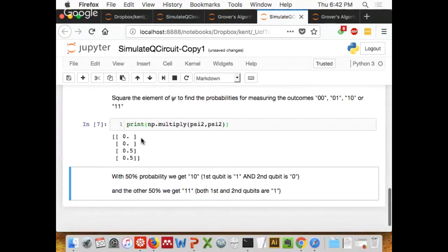And reading down, those are the probabilities that the bits are 0, 0, 0, 1, 1, 0, and 1, 1. So we have a 50-50 chance of getting 1, 0 or 1, 1. Does that make sense for everybody so far? This is not an entangled state? Not an entangled state, no.